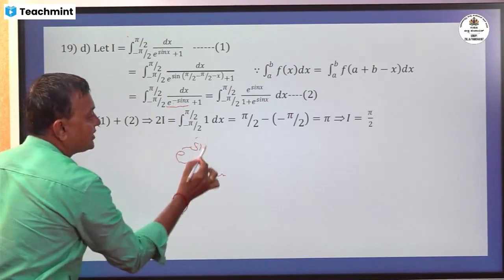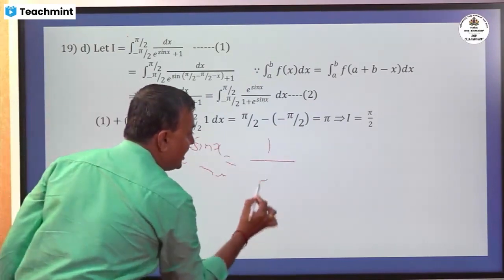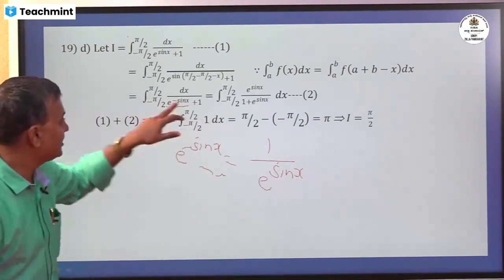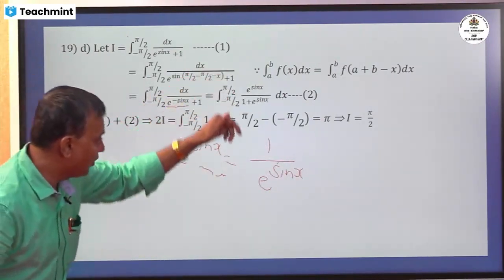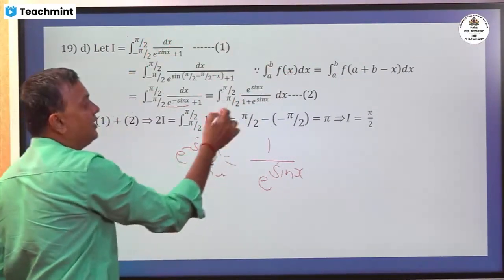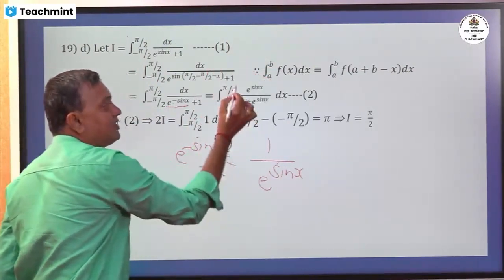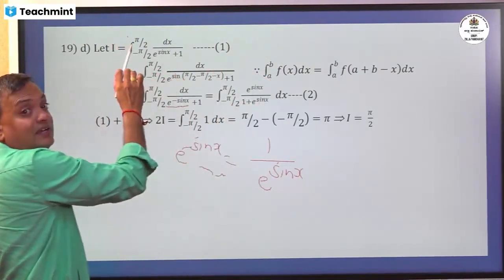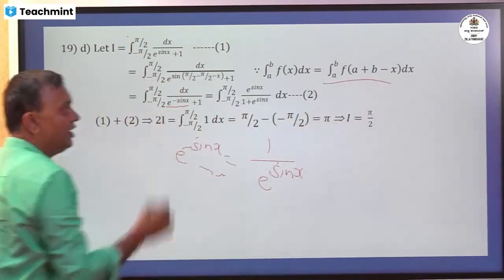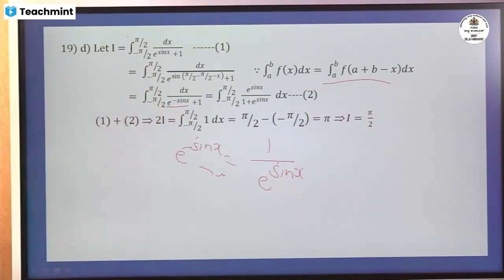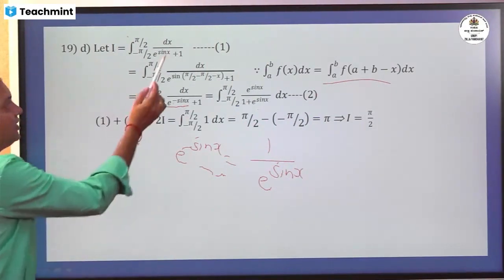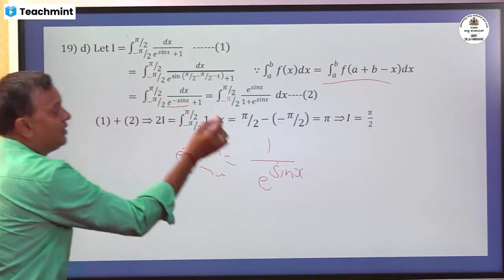What is e power minus sin x? E power minus sin x is 1 by e power sin x. Correct? After taking LCM, e power sin x goes to the numerator, then the integral becomes e power sin x by 1 plus e power sin x dx. So take the given integral as I, this is also I using this property, then adding, we get 2I is equal to integral from minus pi by 2 to pi by 2. This is the first equation, this is the second equation.